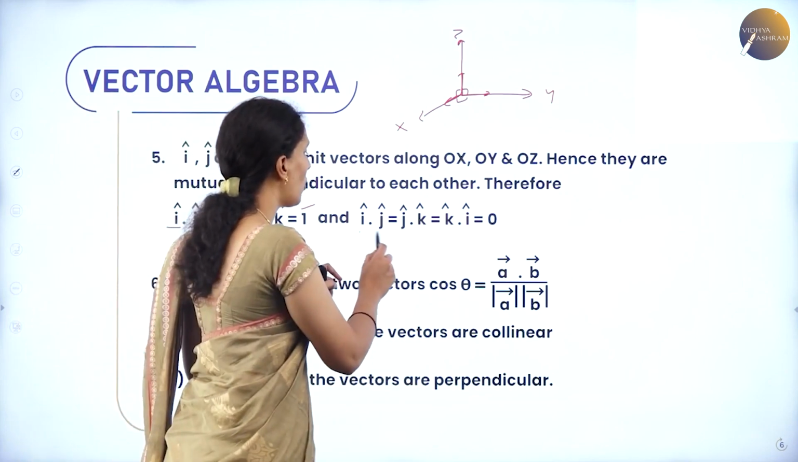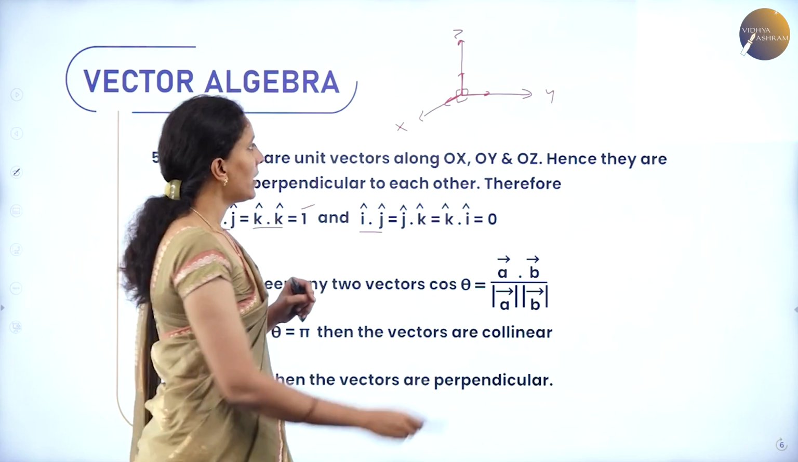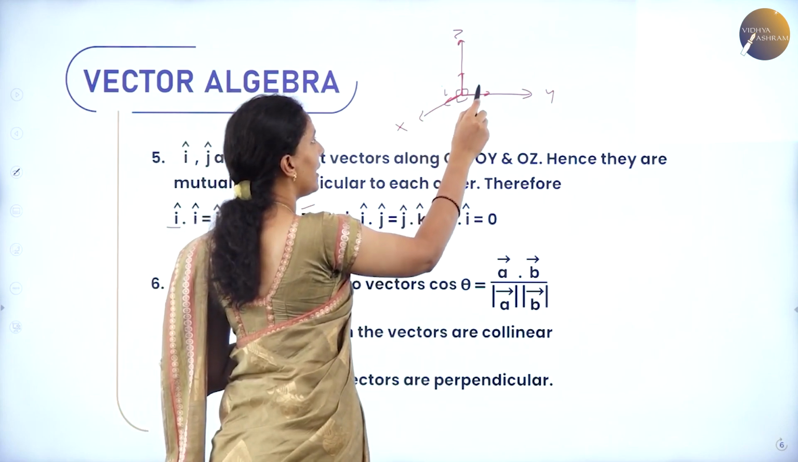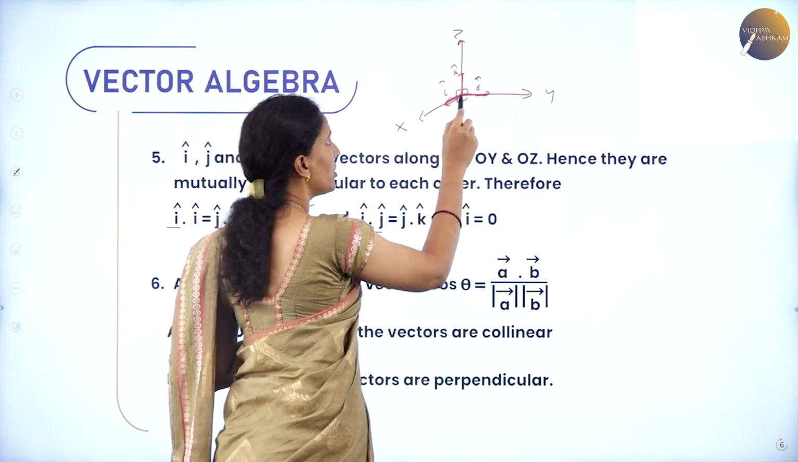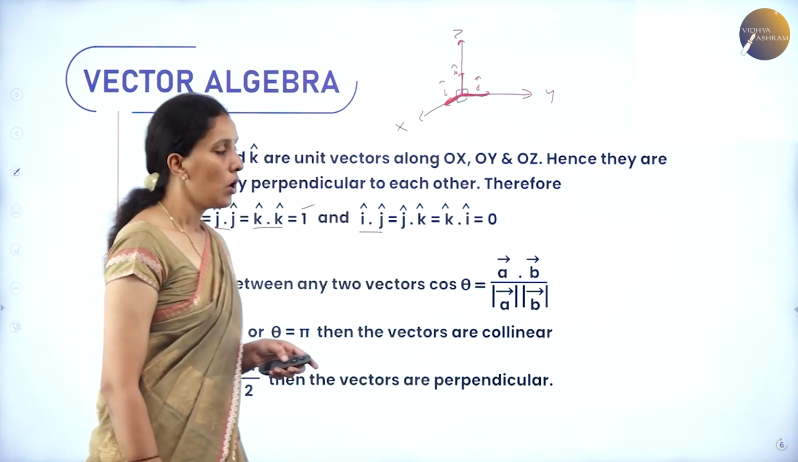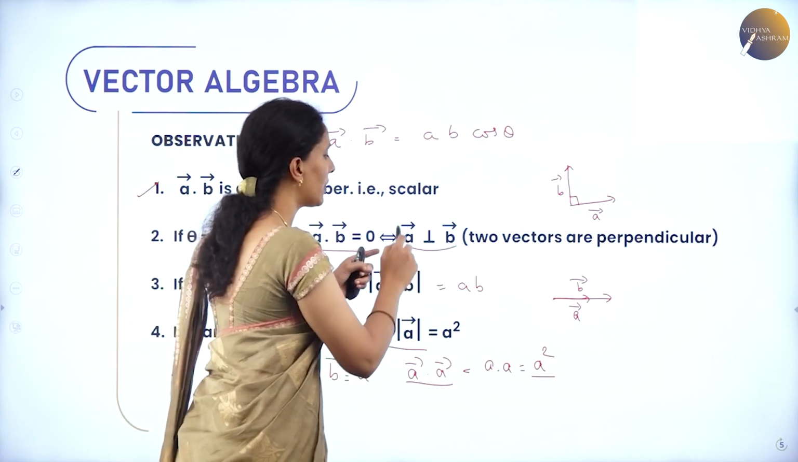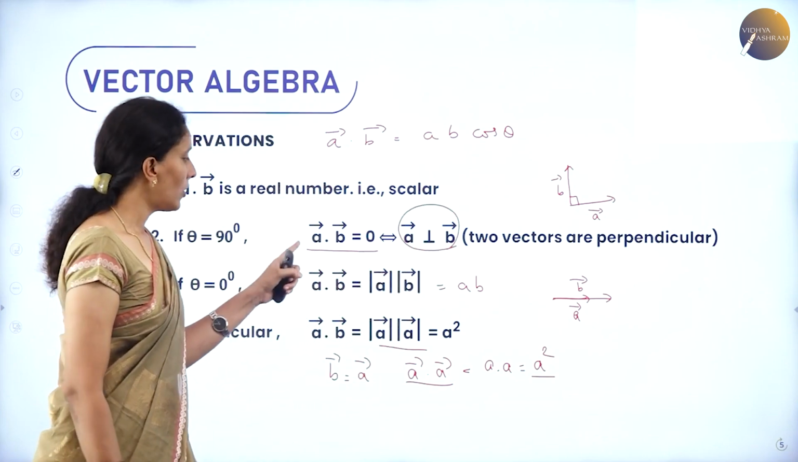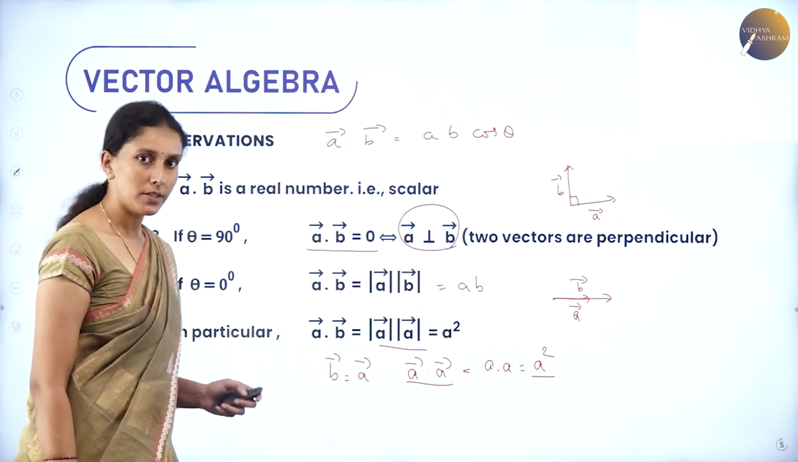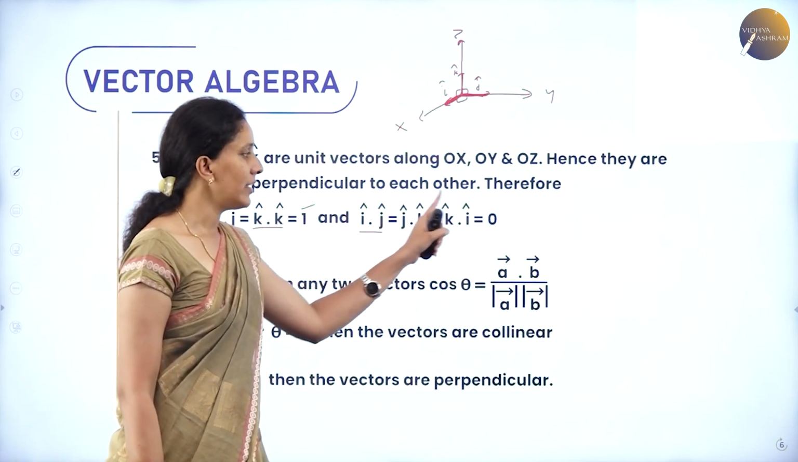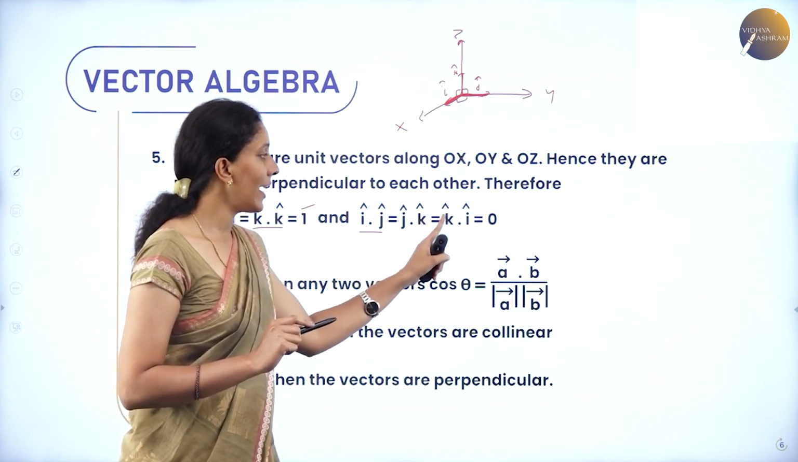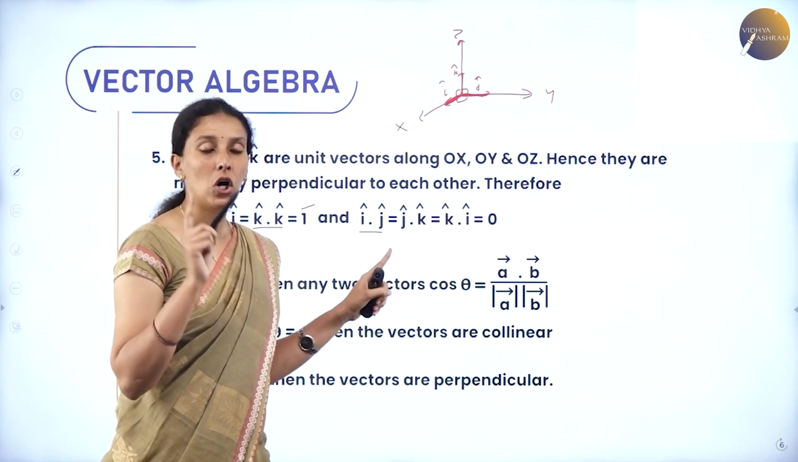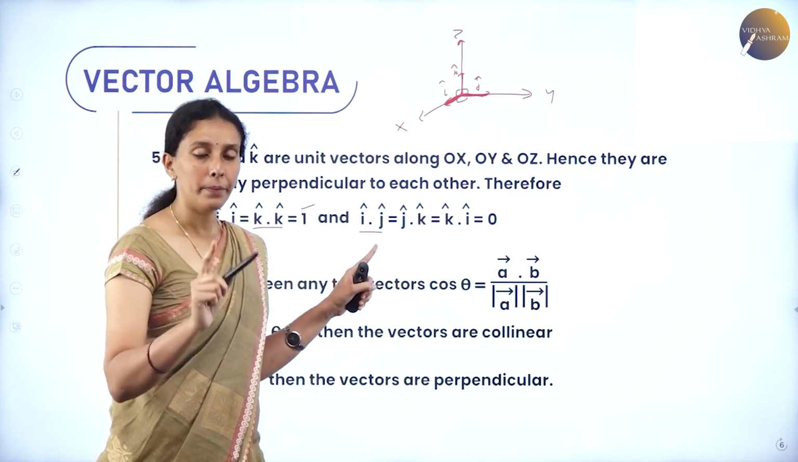Now, what is i dot j? We know that this is vector i, this is vector j and this is vector k, so i and j are perpendicular to each other. What happens when two vectors are perpendicular? Their dot product becomes 0. So therefore, i dot j is 0. Similarly, j dot k as well as k dot i are 0 because they are mutually perpendicular.